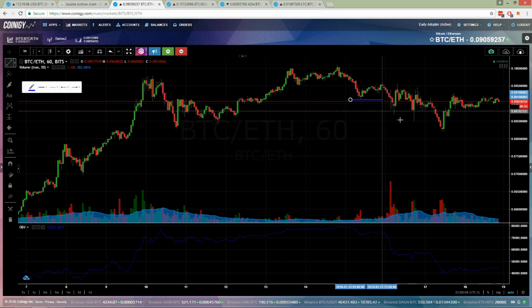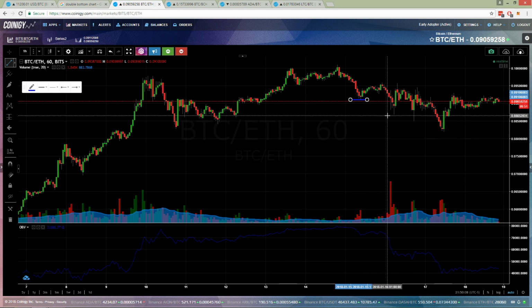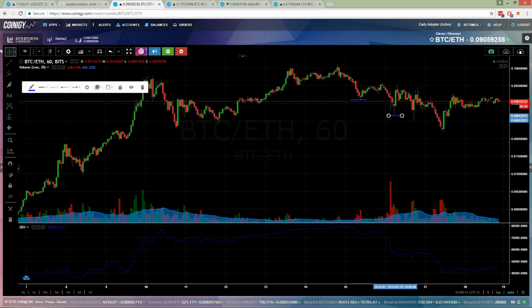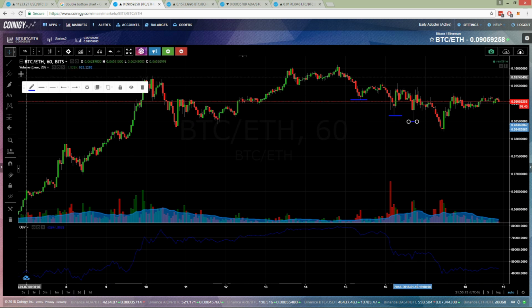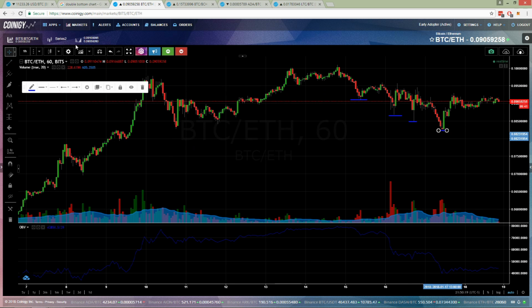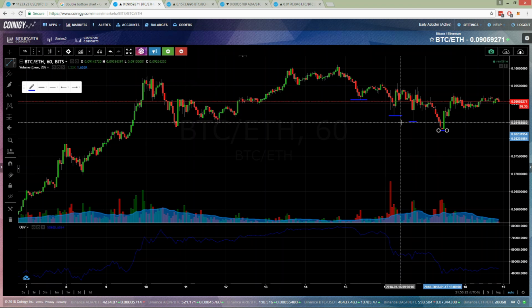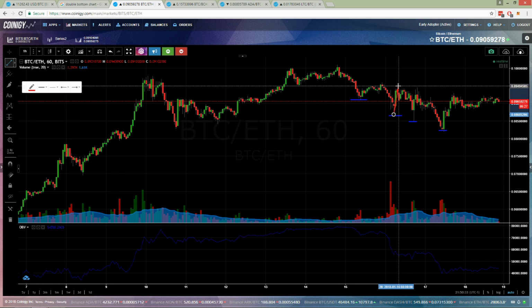So let's draw our support levels. So we see one here, and one forming here. We see one form here, and then one form here. Okay? And again, we can look at this and we can see a pattern here. So you would notice a pattern right here.